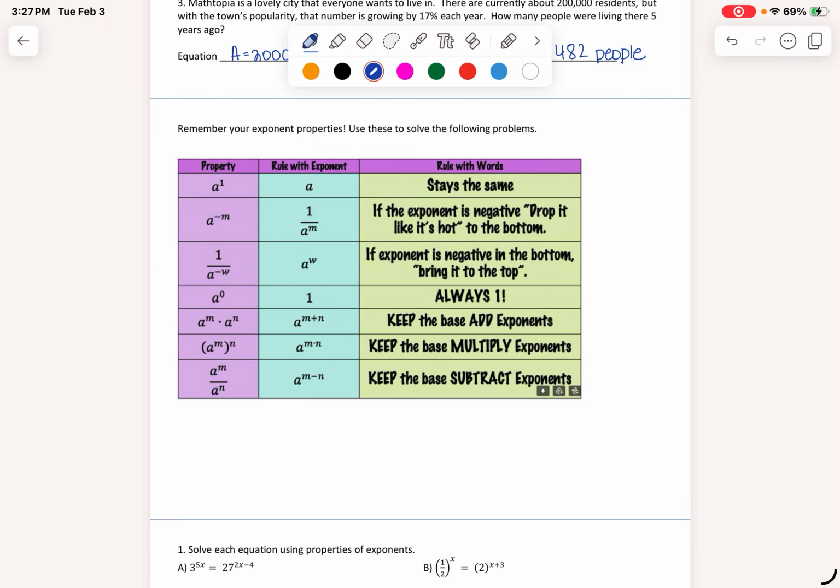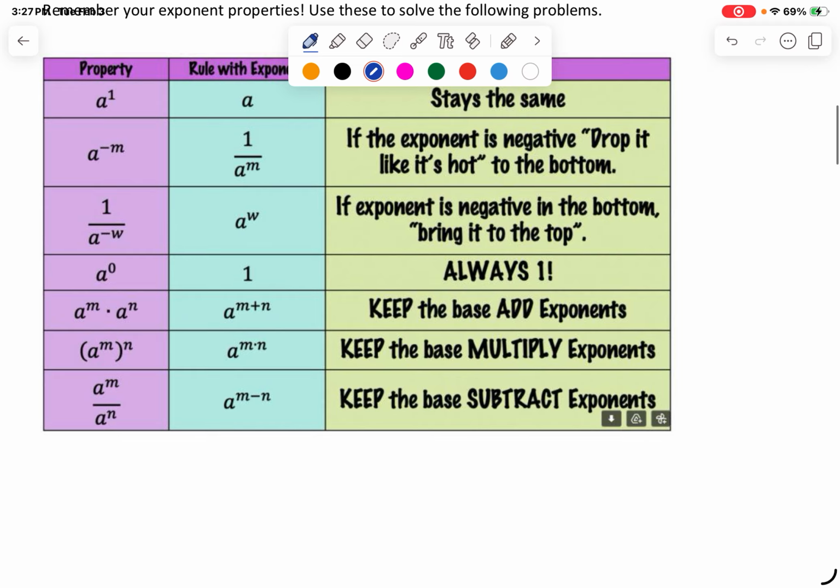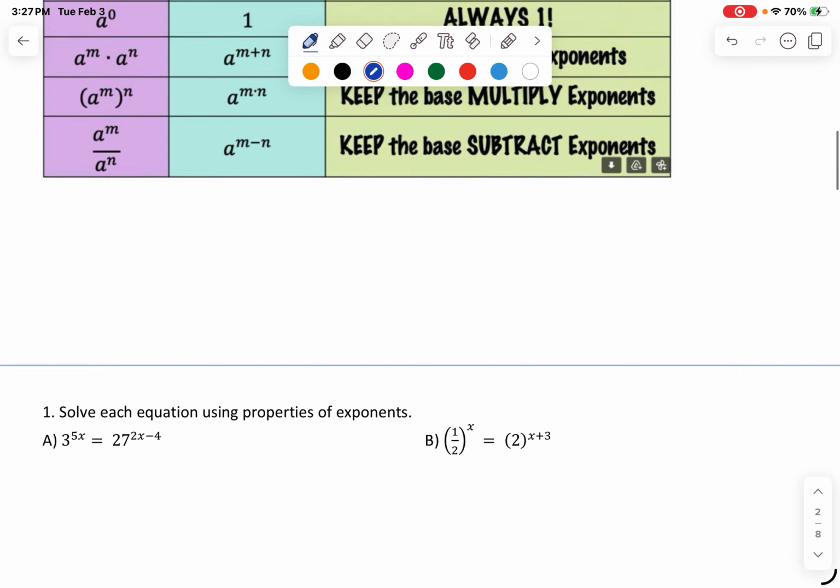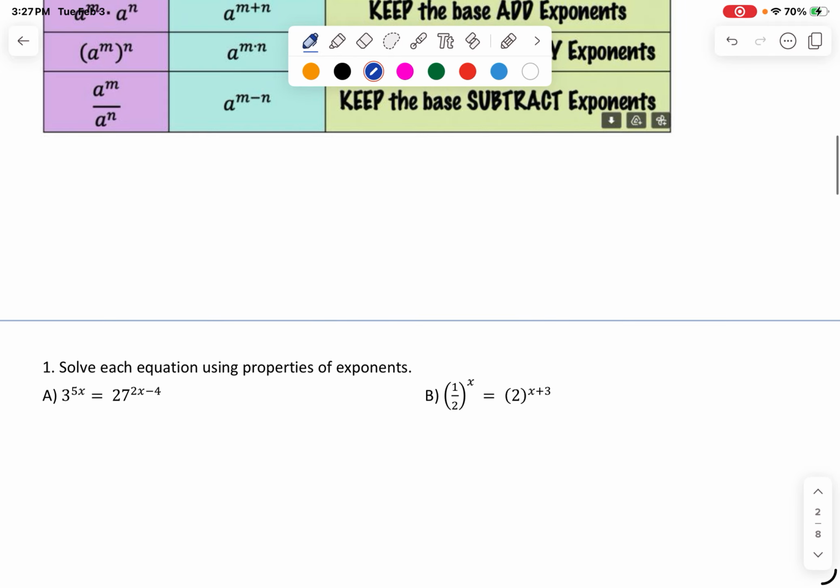If you have a to the m times a to the n, you keep your base and add your exponents, so that becomes a to the m plus n. If you have a to the m raised to the nth, so a power to a power, you keep your base and multiply your exponents. And then if you have a to the m divided by a to the n, you keep your base and subtract your exponents. Or you can say, where there's more, keep them there, and take away that from the opposite side of the fraction bar.